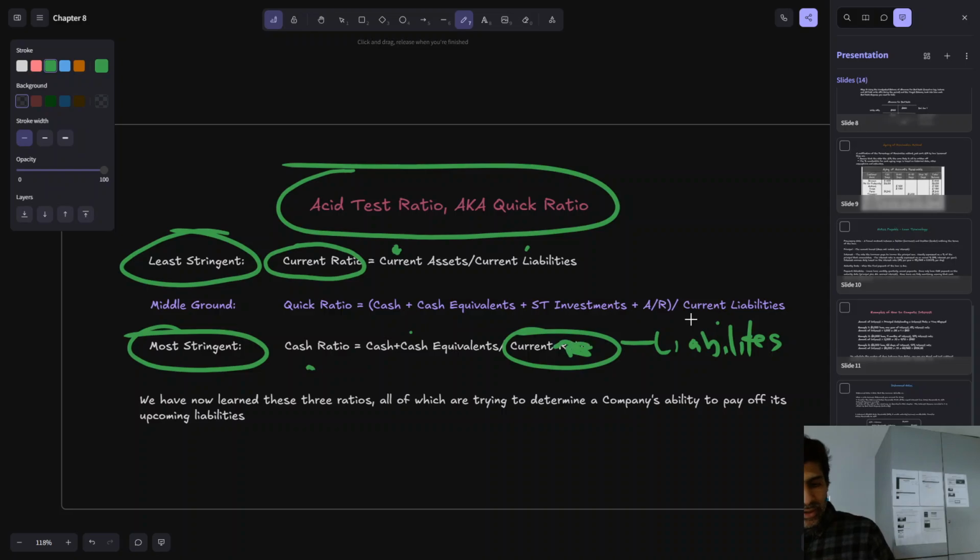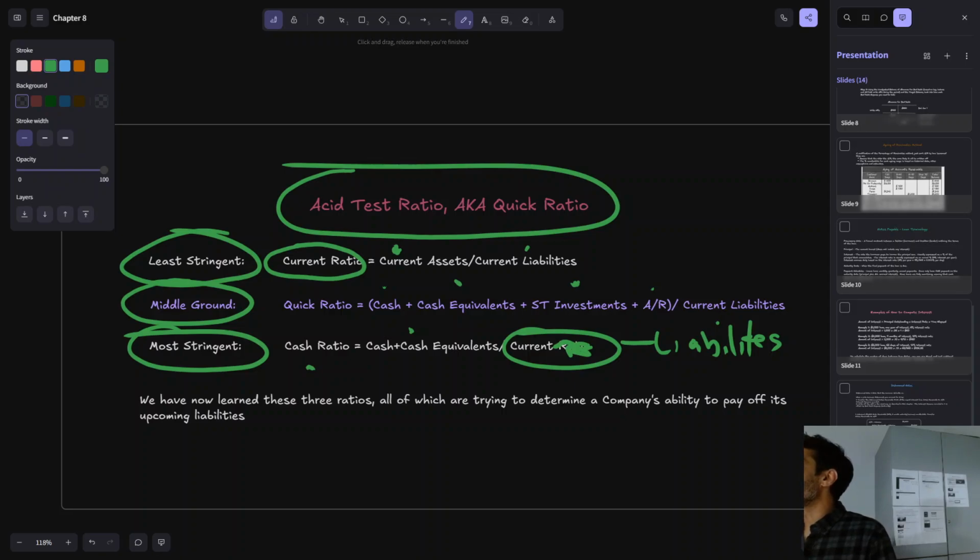Okay. This is the most stringent because you have all these different current assets, but you're just looking at the most liquid. Now, a middle ground is the quick ratio, which is what is covered in this chapter, where you take your cash equivalents, short-term investments, and AR. The big one that's not included in here is inventory. Okay, because as we saw, like with Restoration Hardware, some businesses take a while to sell their inventory.